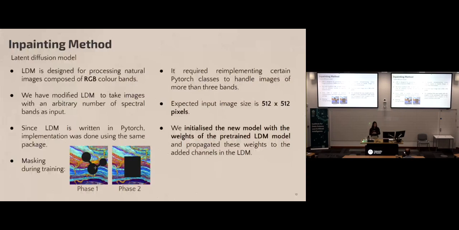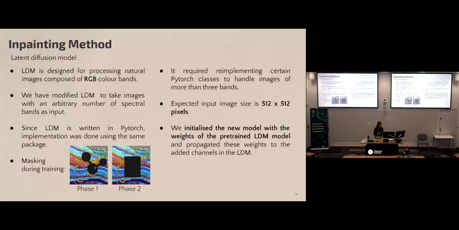So to address these challenges, what we did was that we re-implemented multiple parts of the LDM to accommodate images with arbitrary number of bands. And then we initialized this new LDM model with the weights from a pre-trained LDM model. Then we cropped small tiles from our imagery. So we didn't pass the whole image through the model. It wasn't possible. We cropped small tiles from the imagery from the areas that didn't have any surface artifacts, and then fine-tuned this LDM model.